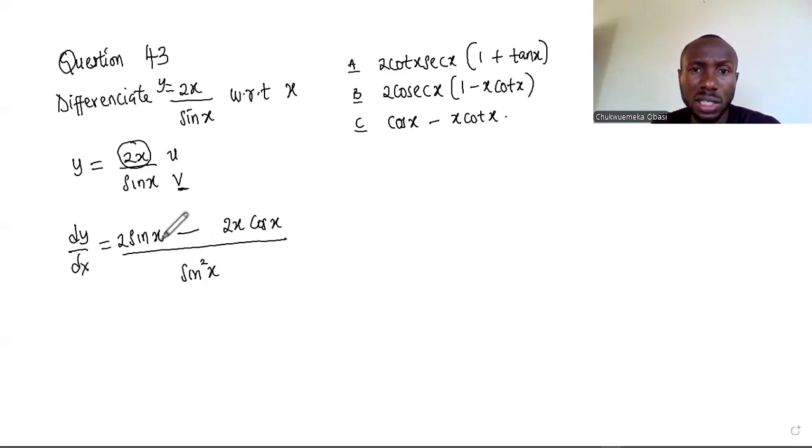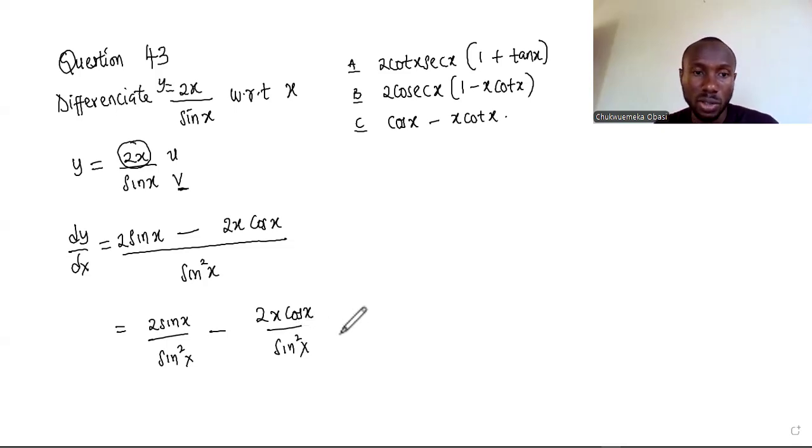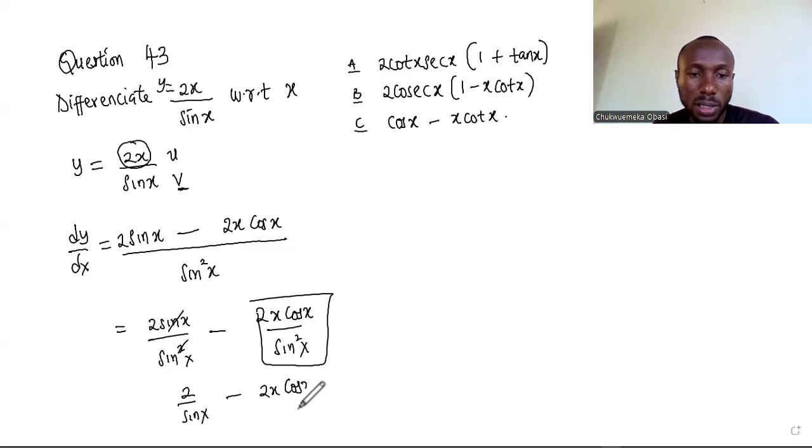You can just easily split up the sine squared x for these numerators. And that becomes 2 sine x upon sine squared x minus 2x cos x upon sine squared x, right? It makes sense like this. So this sine is going to cancel one of these sines. So what do we have? We have 2 over sine x. And here, nothing is canceling out, but we can actually split up these guys as this. So we can have it as 2x cos x over sine x times 1 over sine x.